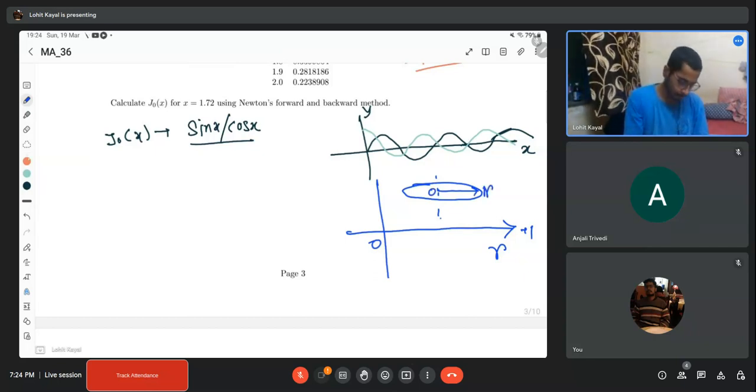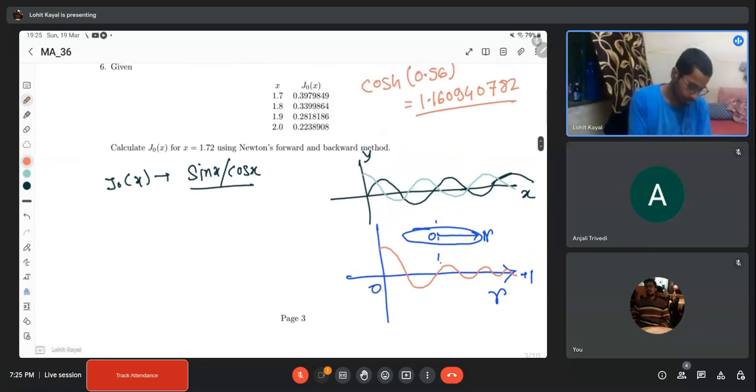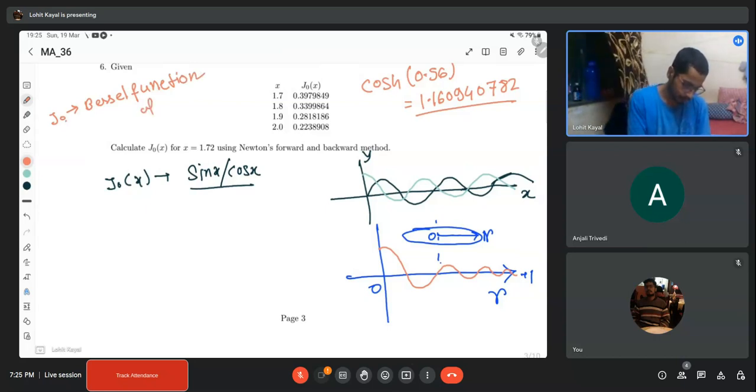Your J naught x looks something like this. This is similar to the cosine or the sine function in the Cartesian coordinate, an oscillatory function. We just need this. We don't need the details of J naught x. We just need to calculate the value. But this is the basic idea of J naught x. So for clarity, J naught is called the Bessel function, and this zero means Bessel function of order zero.